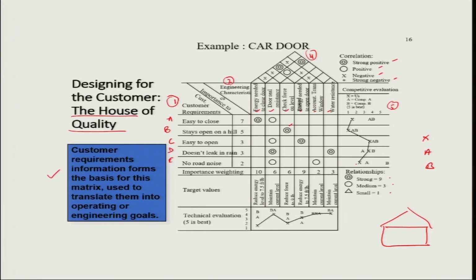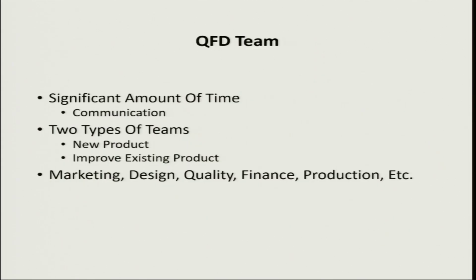But the technical name is quality function deployment. The team required for QFD consists of marketing people, design people, quality people, finance people and production people, and a significant amount of time is required in communication. You have to collect the voice of the customer. So, a lot of communication is there between the marketing department, manufacturing department and so on, and there can be two different types of teams, one for developing a new product and the other for improving the existing product.